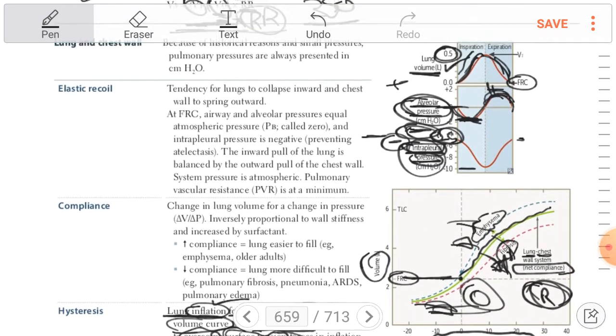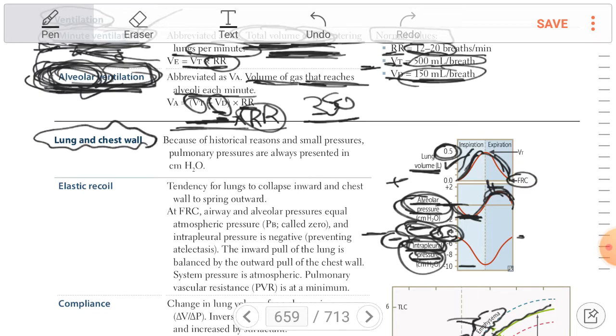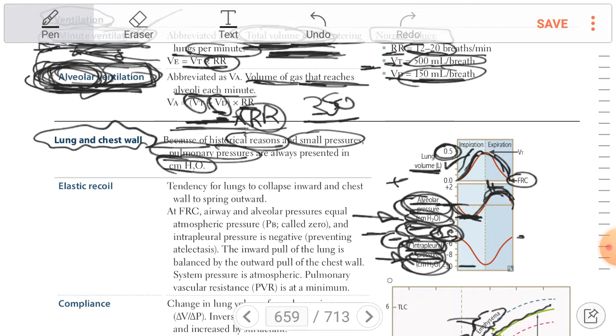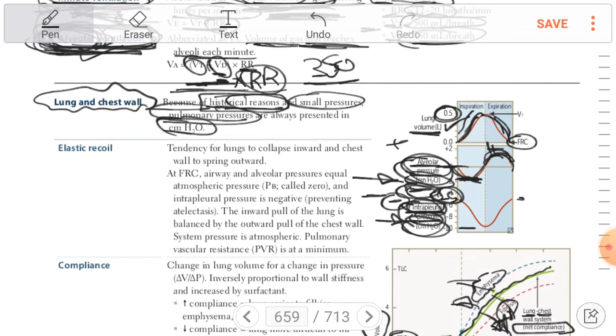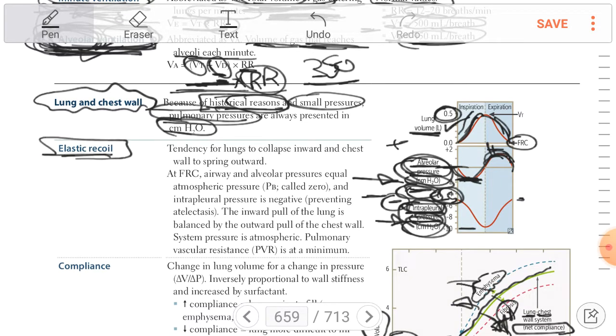Then the next one: the lung and chest wall. Because of historical reasons, small pulmonary pressures are expressed in centimeters of water. Here the alveolar pressure in centimeters of water, then the intrapleural pressure in centimeters of water. Then elastic recoil: the tendency of the lung to collapse inward, and the chest wall's tendency to bring outward, to distend.